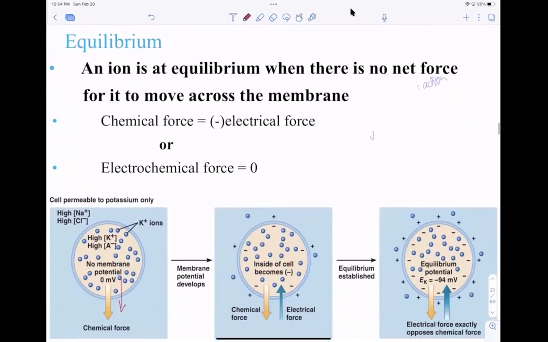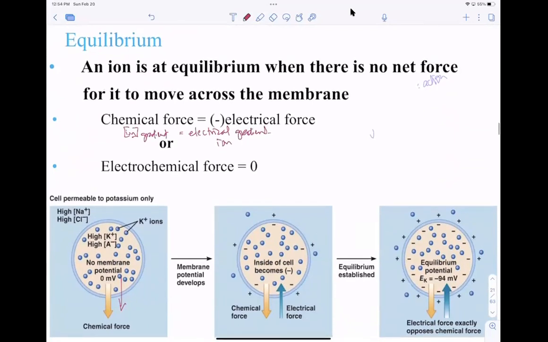Now, the equilibrium of each ion, this is the direction the ions want to move. They want to move towards equilibrium. And an ion is in equilibrium when there's no net force. So what that really means is the chemical force or the concentration gradient for that ion has to equal the electrical gradient for that same ion. And then it will be at equilibrium.